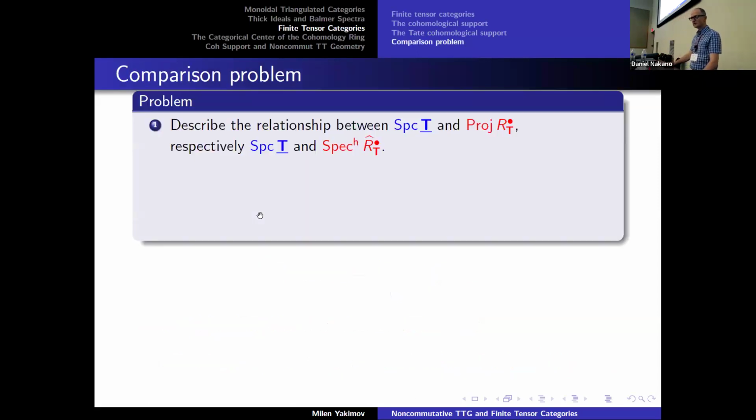All right, so now we can ask the question, what's the relationship between the spectrum of the stable category of T and the Proj of the cohomology ring of T?